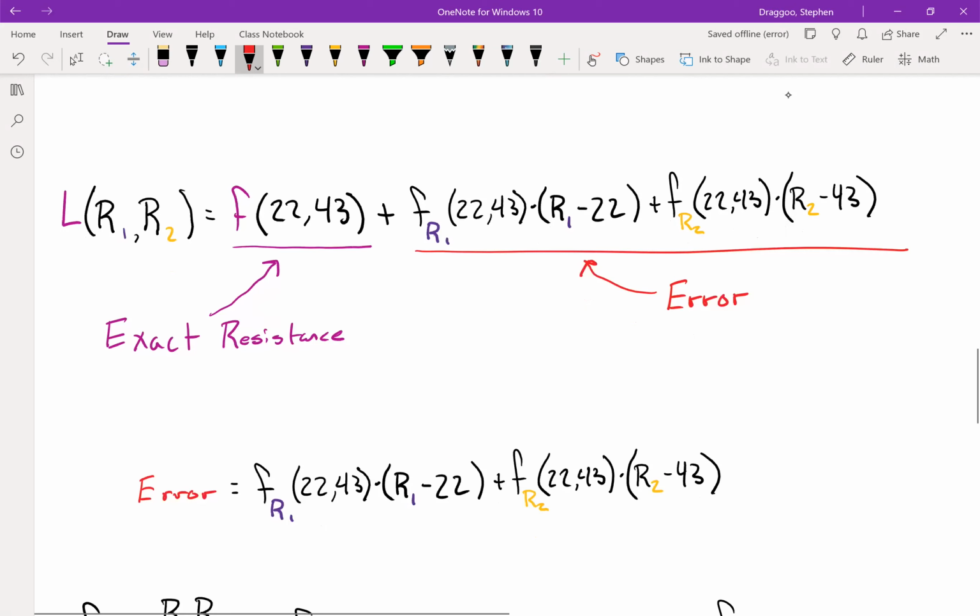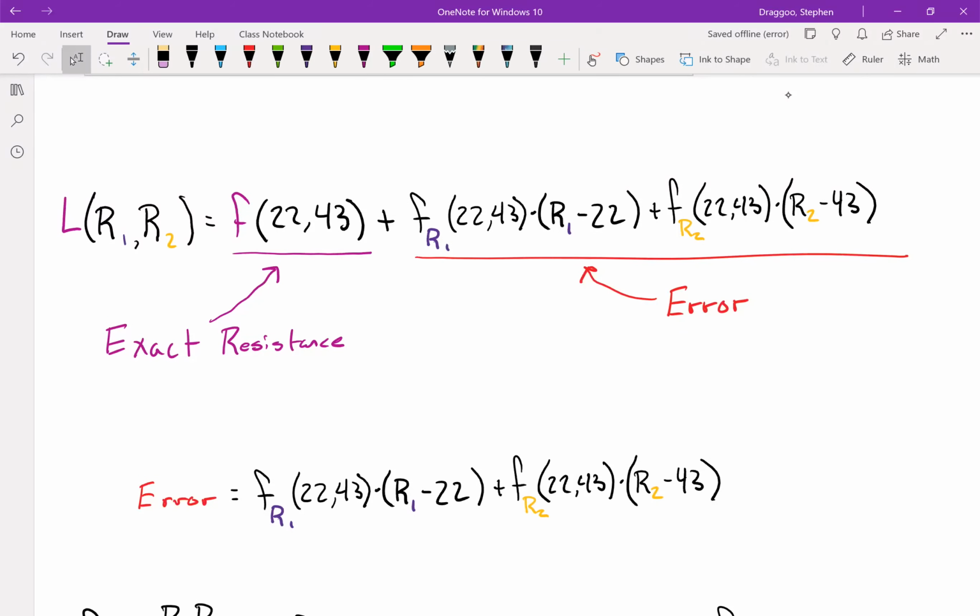So bring that down into that next equation. The error is just the sum of the second two terms. One of those depends on the error in R1, and the second term depends on the error in R2. And let's also just label this guy right here. So this is the error in R, the error in the total resistance. So we'll differentiate that a little bit later on.